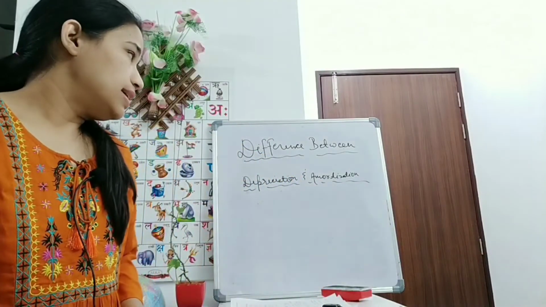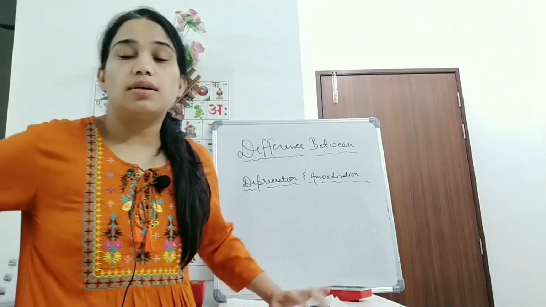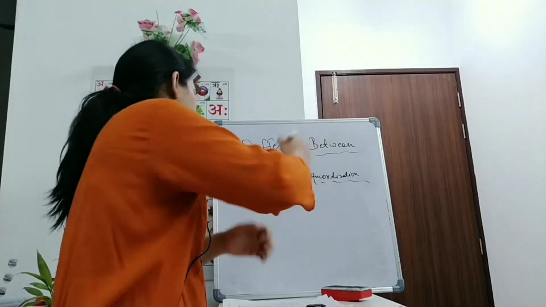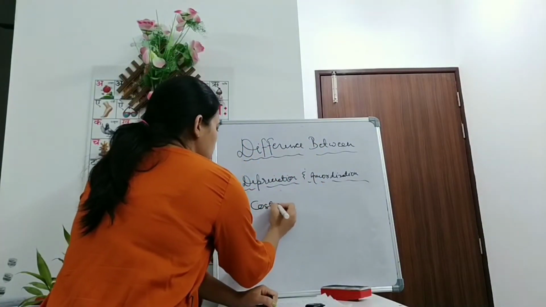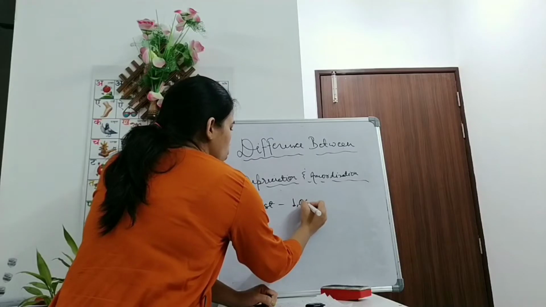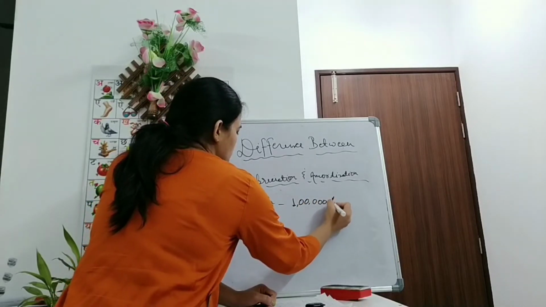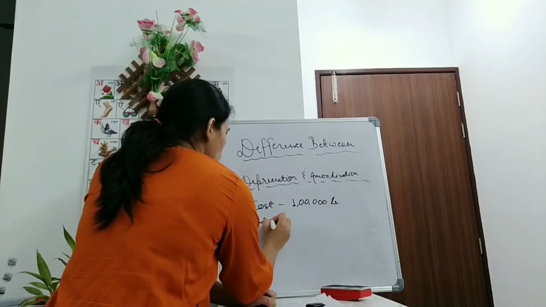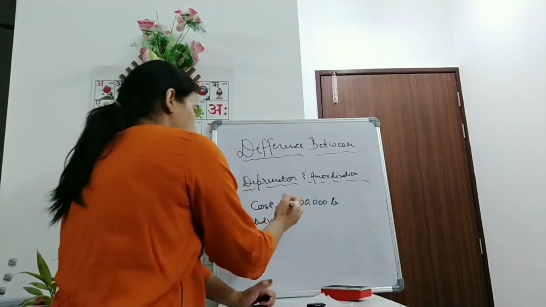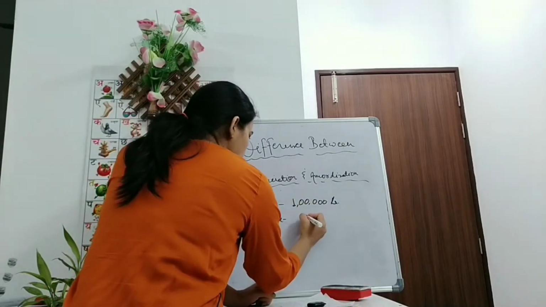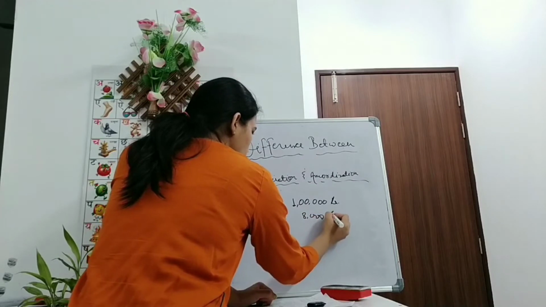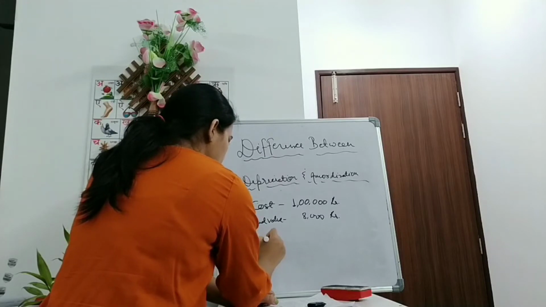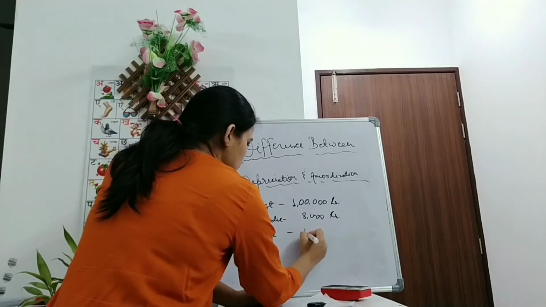Let's take an example that a company has bought a machinery for rupees 1 lakh. Let's say it here. Cost of the machinery is 1 lakh rupees, or INR, Indian rupee. The residual value, which is nothing but the scrap value of that particular asset, is 8,000 rupees. And the life cycle of the machinery is 10 years.